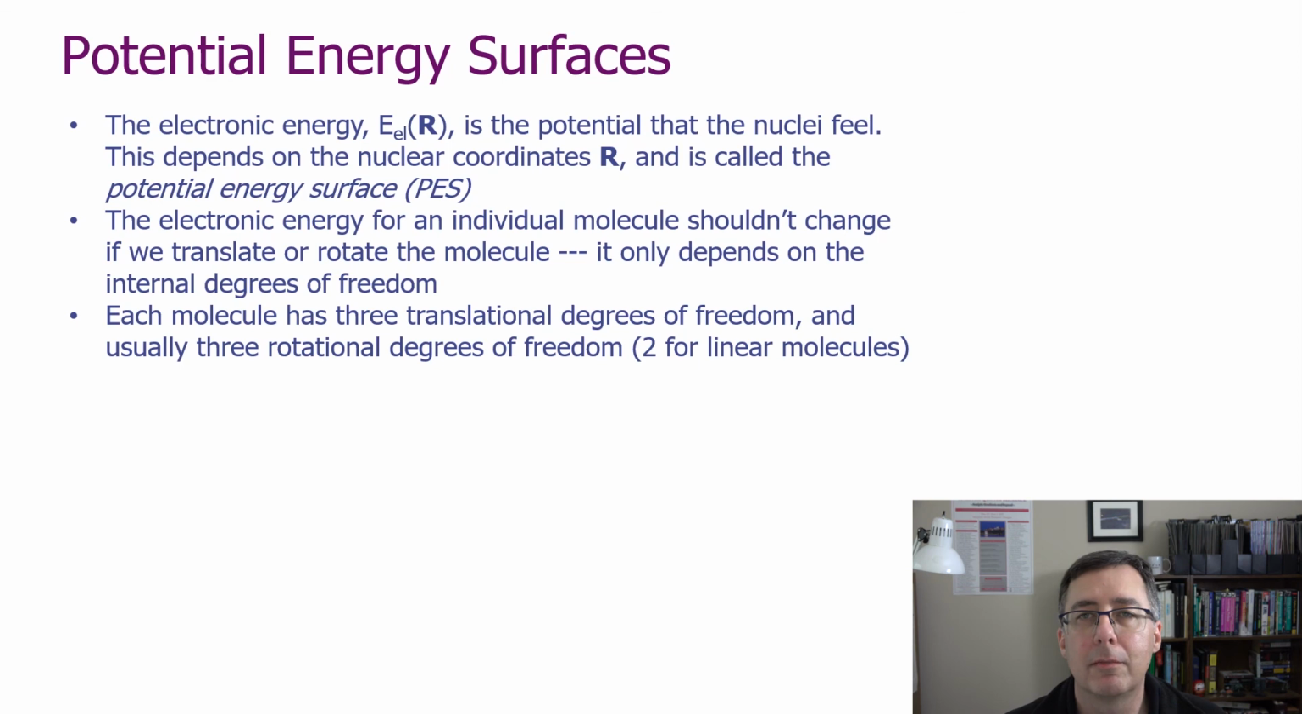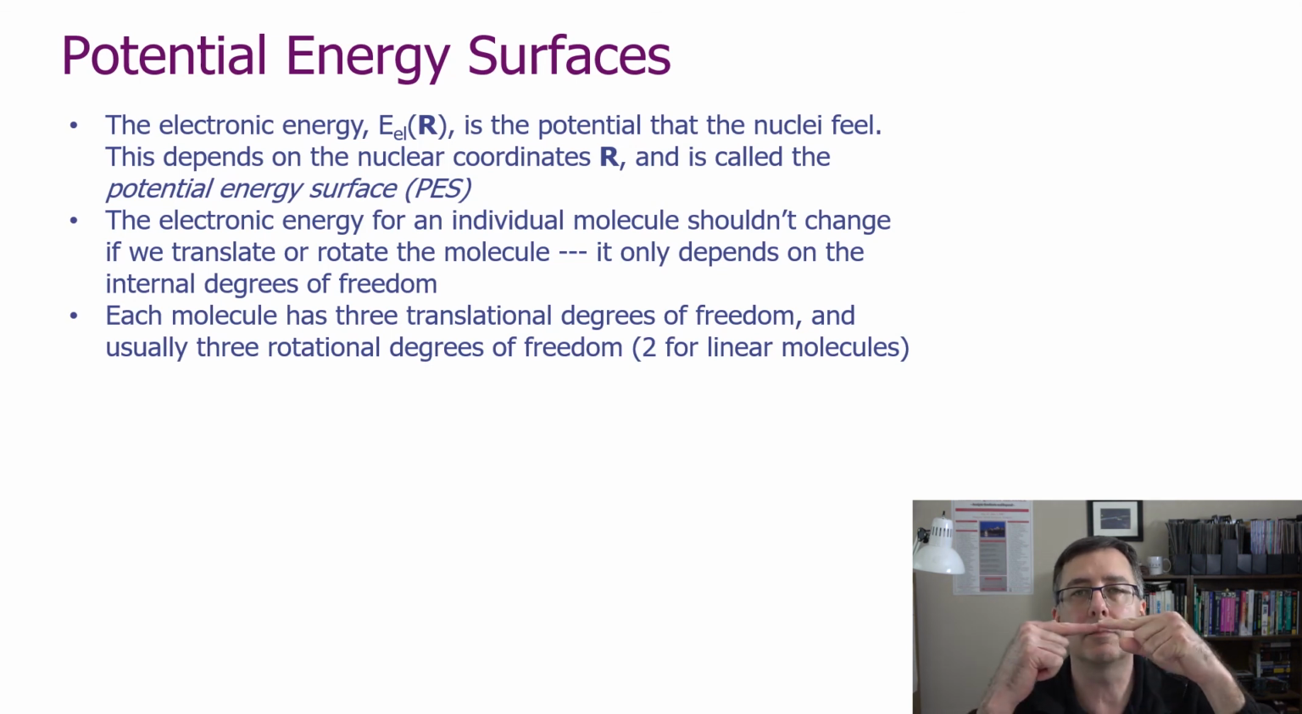How many degrees of freedom are there that then shouldn't matter to the electronic energy? Well, each molecule, I could translate it in space in the x direction or the y direction or the z direction. And so there are 3 degrees of freedom for translations that shouldn't affect the internal structure of the molecule or its electronic energy. And for most molecules, there are 3 rotational degrees of freedom, because I could imagine 3 axes about which I could rotate the molecule. And if I rotate a molecule, again, that doesn't change its internal structure or its electronic energy.